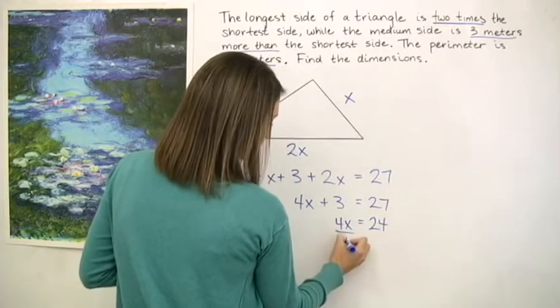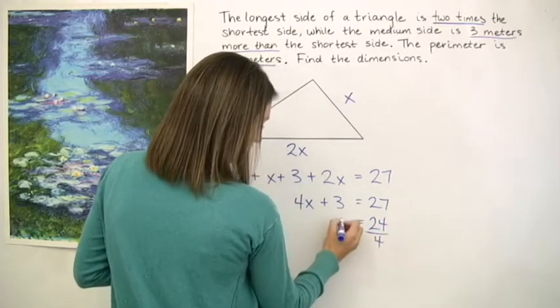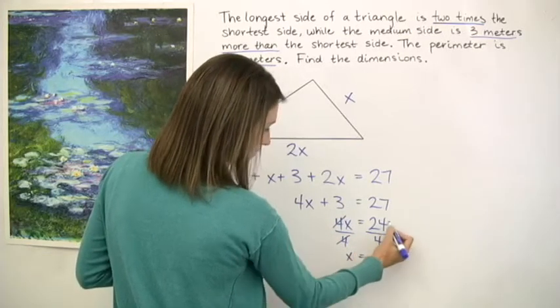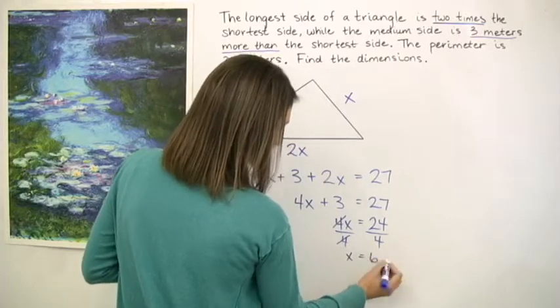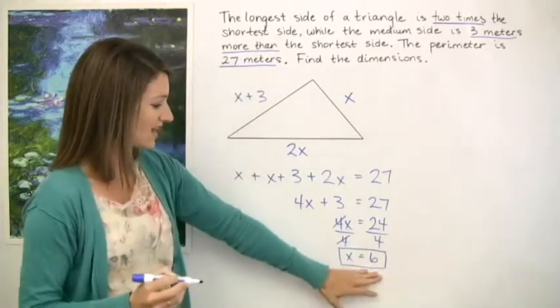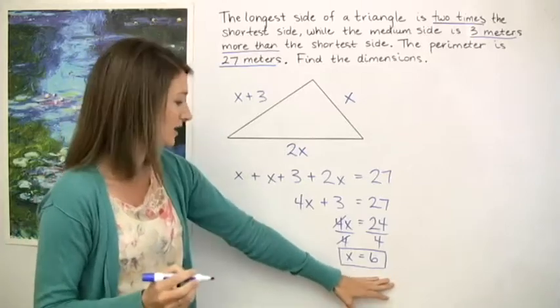And then we can divide both sides by 4. So those factor out, and we're left with x equals 24 divided by 4, which is 6. So here we have our value for the shortest side, 6, and again these units are meters.